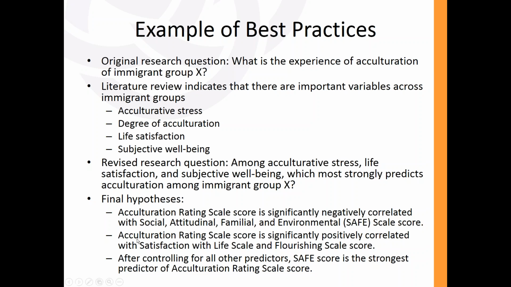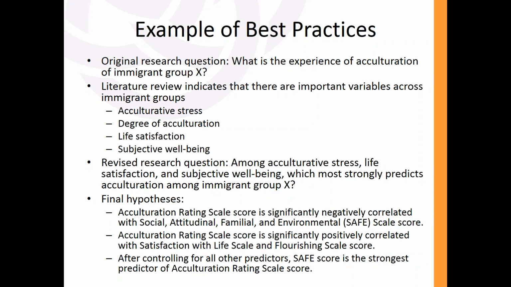And the next hypothesis might be that acculturation rating scale score is significantly positively correlated, not negative. Remember, the first one was negative. Here you can say positively correlated with satisfaction with life scale and flourishing scale scores. Those represent life satisfaction and subjective well-being. And then finally, you might have a hypothesis that says after controlling for all other predictors, the SAFE score, right, this one, is the strongest predictor of acculturation rating scale score.